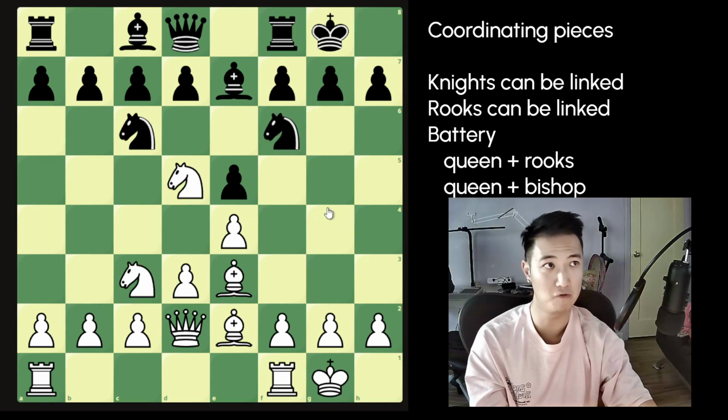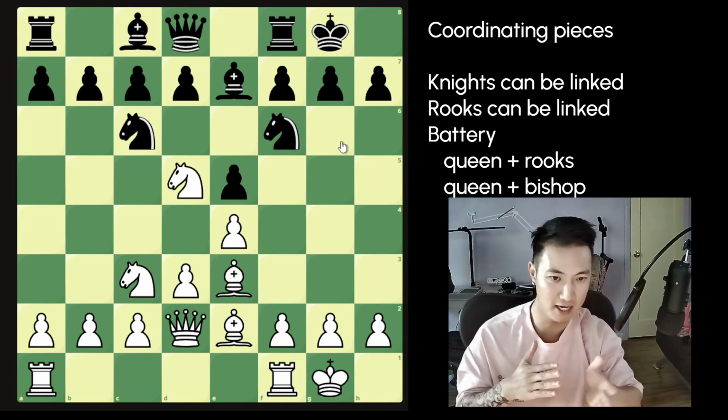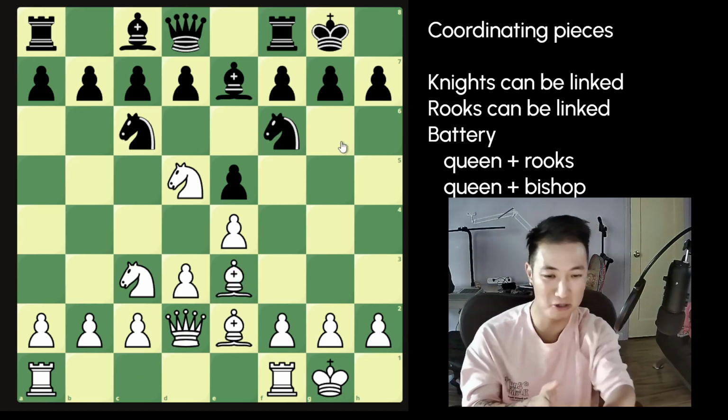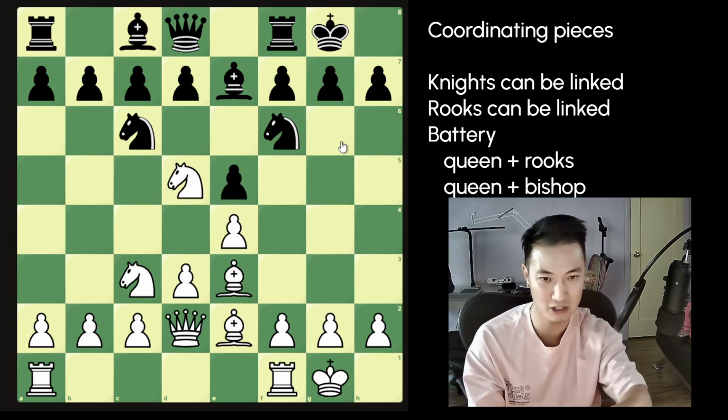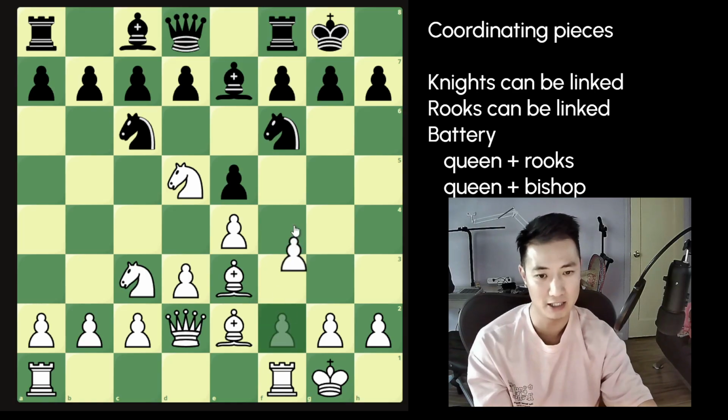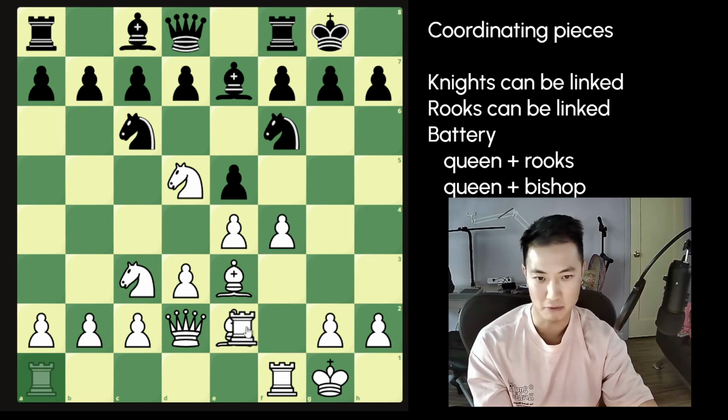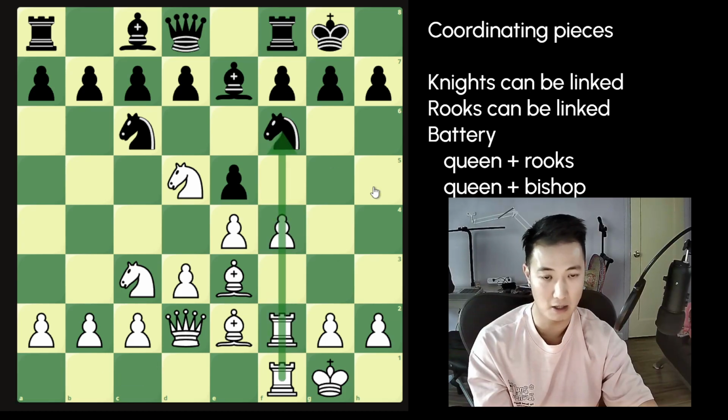So that's super useful. There's this thing called a battery as well. A battery is when two pieces are coming down the same file or the same diagonal, the same line, and they're acting like a tag team, pushing each other forward and supporting each other. Let me give you an example. So this would be a rook battery, because one rook is moving forward and the other rook is supporting right behind it.